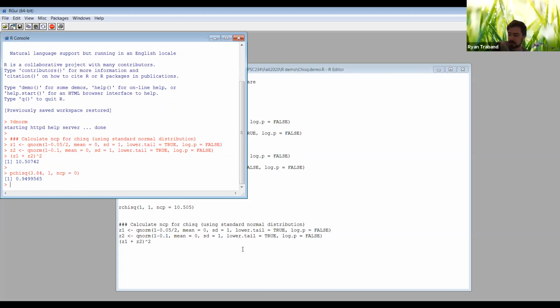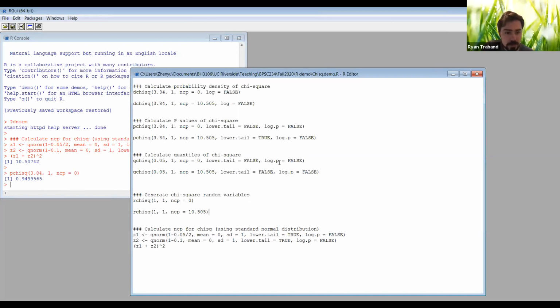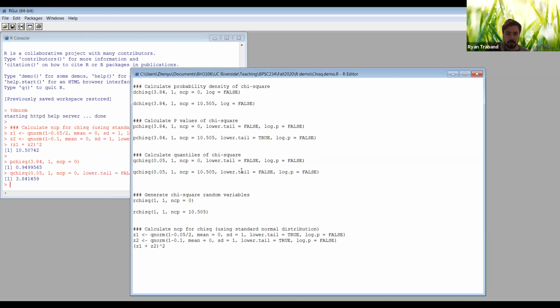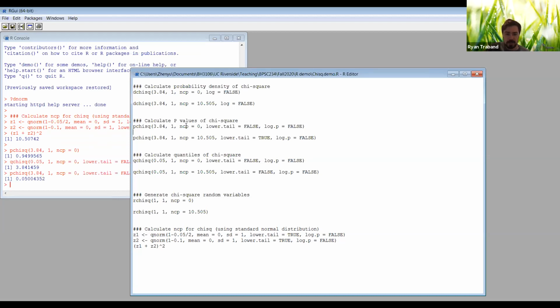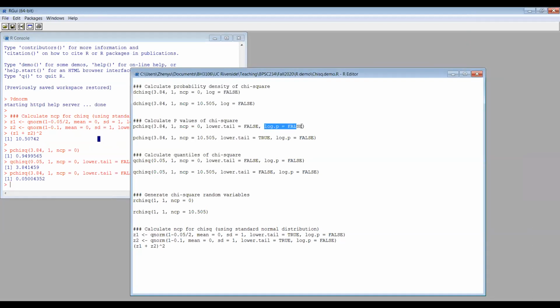The calculation for that says lower tail equals false. So why wouldn't it calculate the entire area? I need to see the equation, which is being blocked by the window. Okay, there we go. The q chi-square 0.05, 1, NCP equals 0 means non-central, lower tail is false. What does log P mean? You can ignore this part. Let me show you.